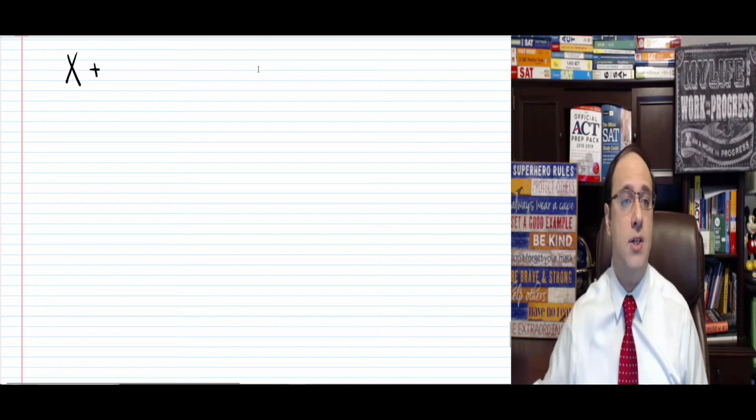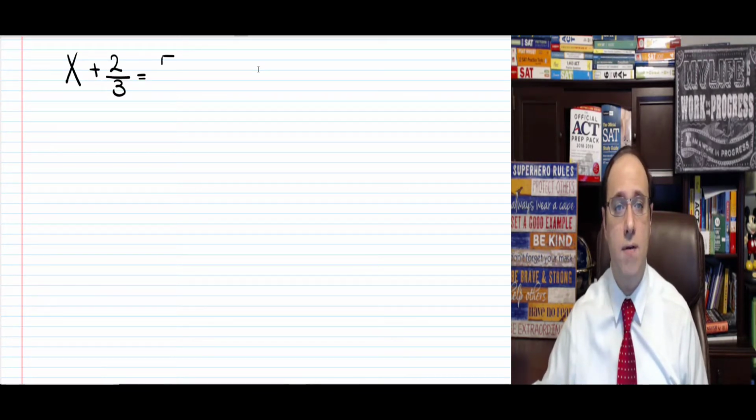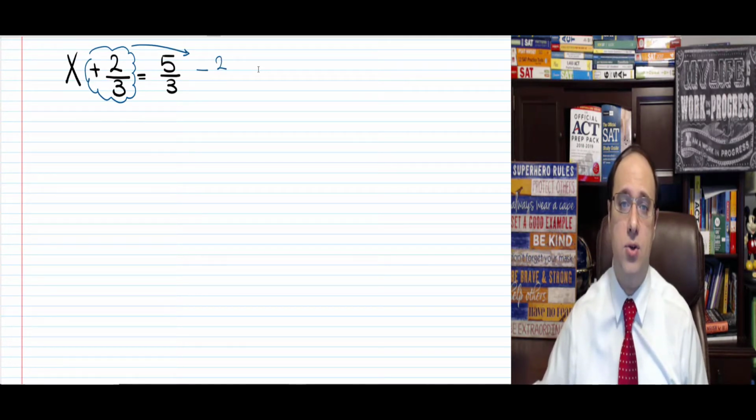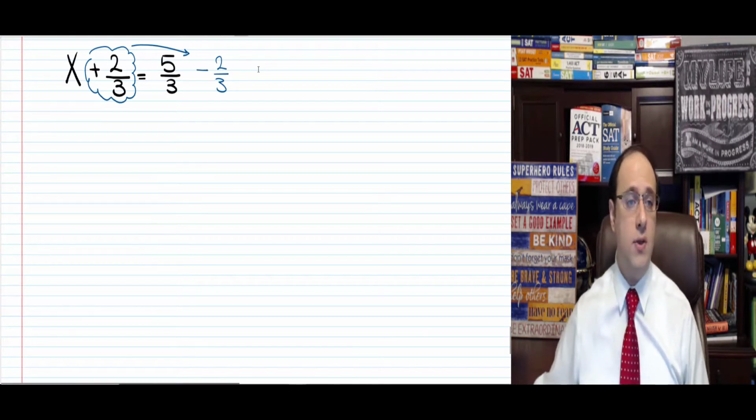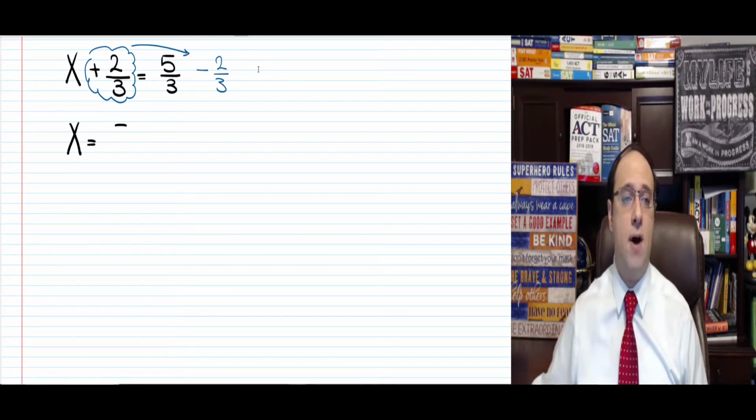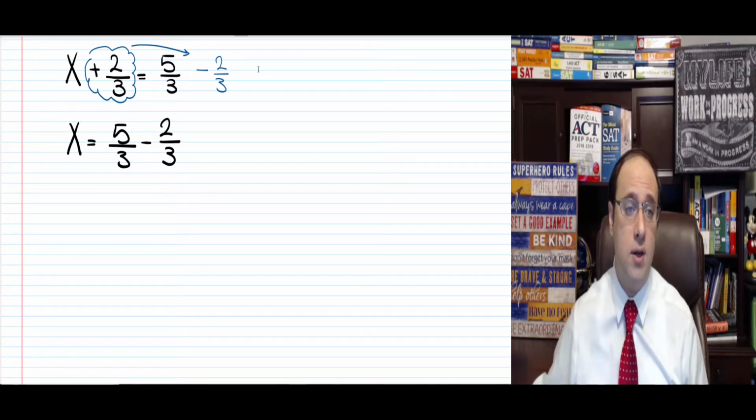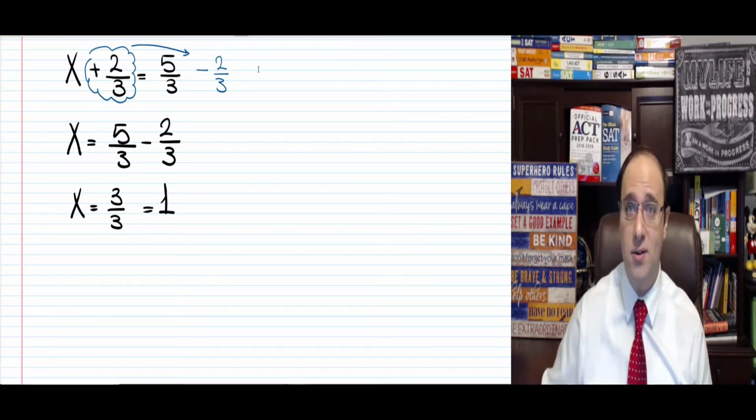Let's do another one with fractions. X plus 2 over 3 equals 5 over 3. We want to get rid of the 2 over 3 with the plus sign. So we move that to the other side as minus 2 over 3. We can rewrite this as x equals 5 over 3 minus 2 over 3. X equals 3 over 3, which is 1.